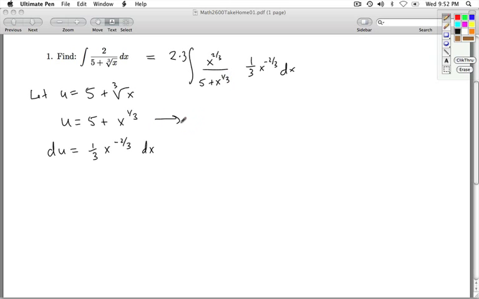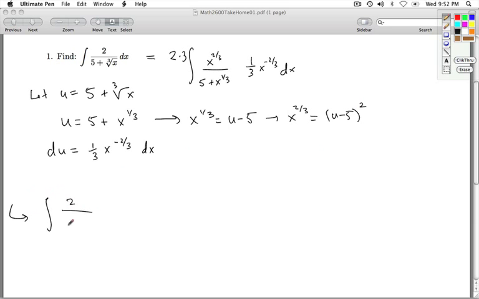So what I need to do now is back substitute. The denominator is going to be u. This is going to be the du. I need to figure out what's going on with the x to the 2/3. So what I can do is solve this for x to the 1/3, and then I can square both sides. And now I have all the pieces to transform this into the land of u's.